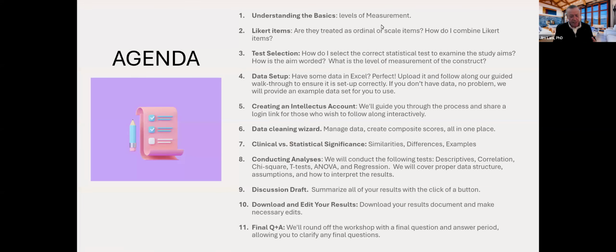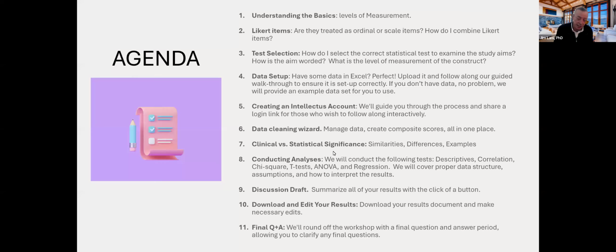In addition to setting up data, certainly the levels of measurement of your data is really important. It's important in how you collect it, it's important in what kind of analysis you do, and so forth. So getting that basics down is something that we all need to get in our brains. It's only 3 different types, so it's not overly burdensome. Talk about Likert type items, talk about test selections, talk about data setup, which we briefly mentioned. We'll log into the Intellectus. I may or may not do the data cleaning wizard.